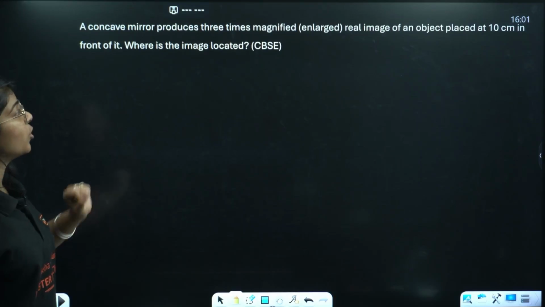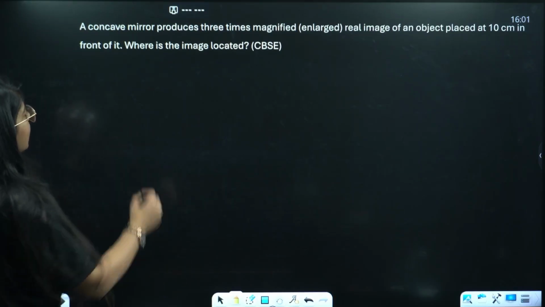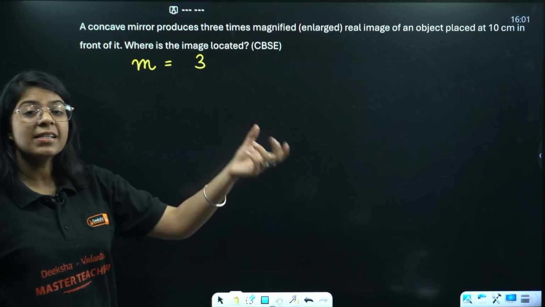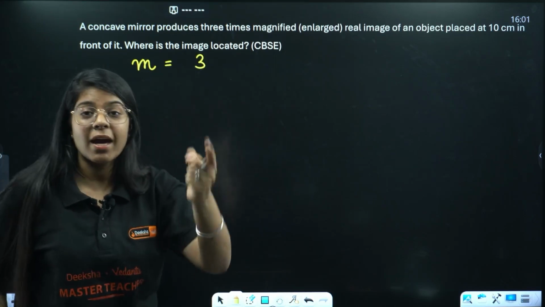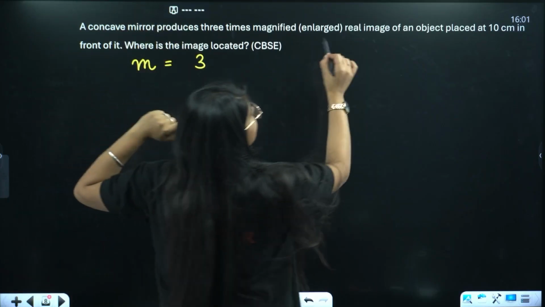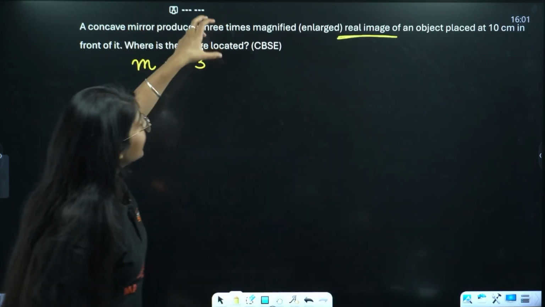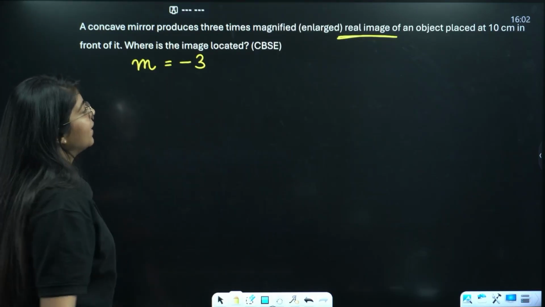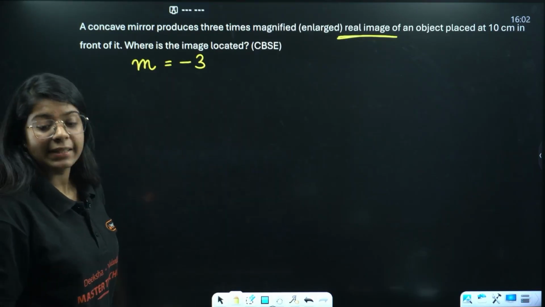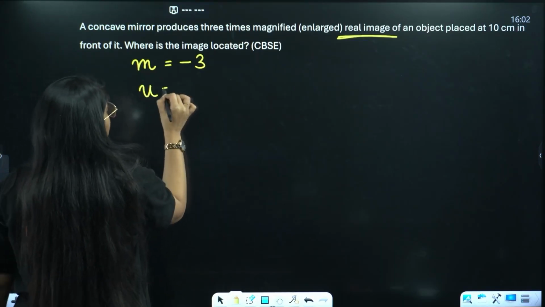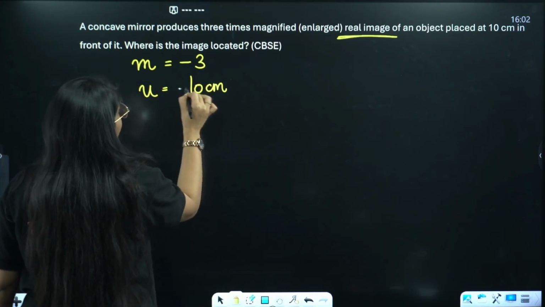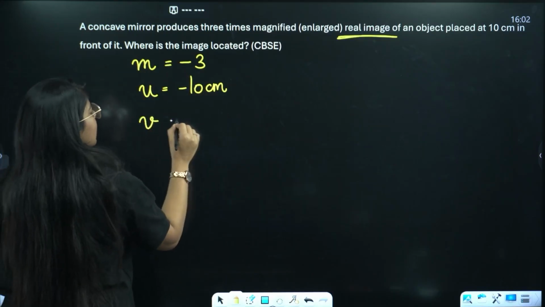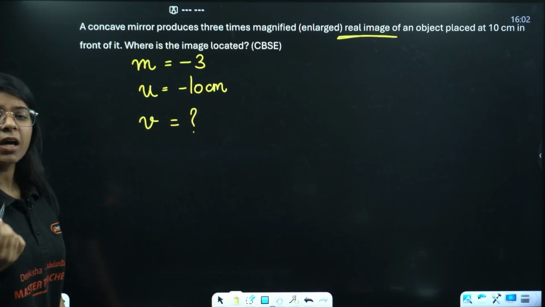A concave mirror produces 3 times magnified real image. So we have magnification given as 3. Now to decide the sign of magnification, we need to carefully read the numerical. It says real image, 3 times magnified real image. For real image, magnification is always negative. Of an object placed at 10 centimeter. Object is placed at 10 centimeter and u is always negative. We know that. In front of it, where is the image located? Basically, very easy question. We need to find where the image is located.